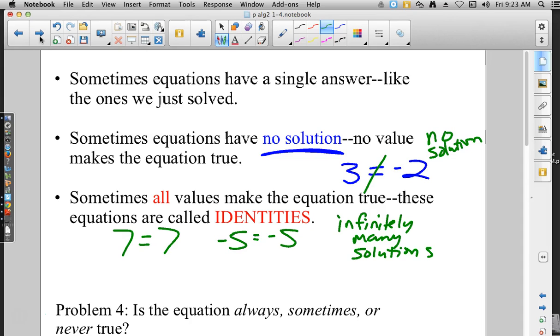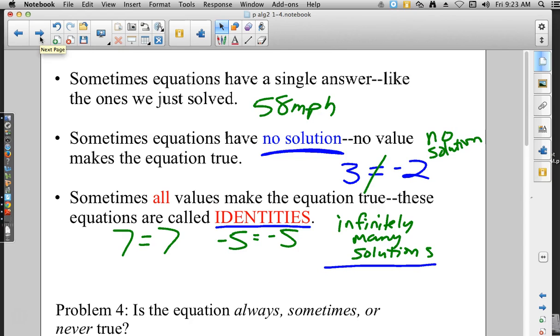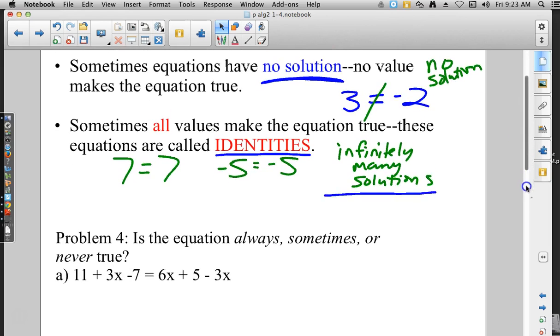Like I said, in the last problem, we had an answer. It was 58 miles per hour. That's one answer. No solutions is when your math leads you to a statement that is absolutely not true. But when your math leads to a statement that is always true, that is called an identity or infinitely many solutions. So let's take a look at problem 4.